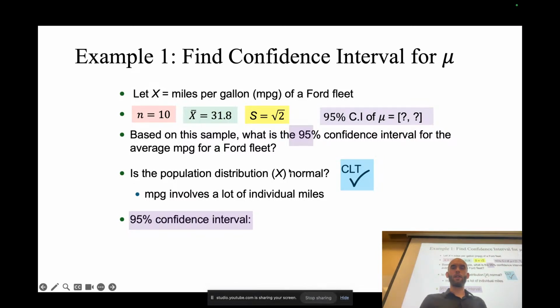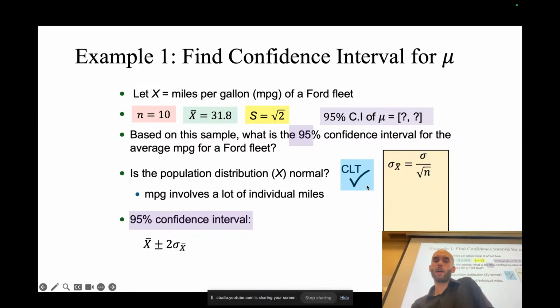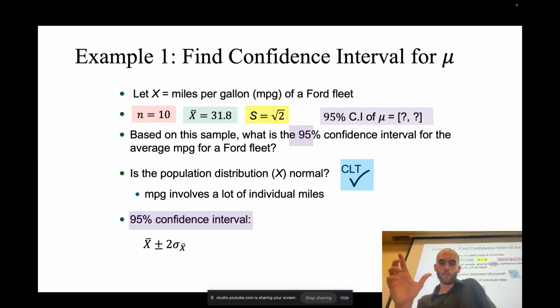Is the population distribution of X normal? Well, we don't know what the underlying distribution is, but we know that the sample mean is normal, and we know that by the central limit theorem. So we're going to be able to use the central limit theorem to give us some traction here. So our 95% confidence interval, because it's 95, we're going to look at 2 standard deviations above and below. So this is plus or minus 2 of our sample mean.